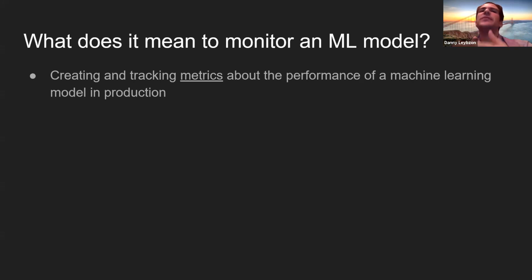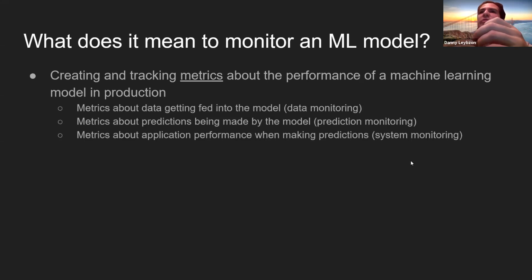So it means creating and tracking metrics about the performance of a machine learning model in production, right? So we've got all the different components that we've talked about so far: machine learning, production, but then there's this question of metrics. And I've underlined it because I think there's a lot of value to be had by breaking down this concept of metrics into three particular metrics.